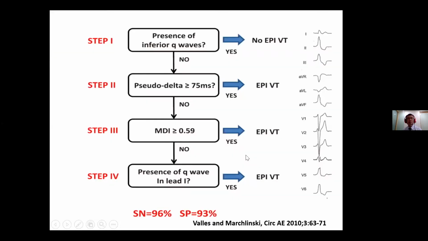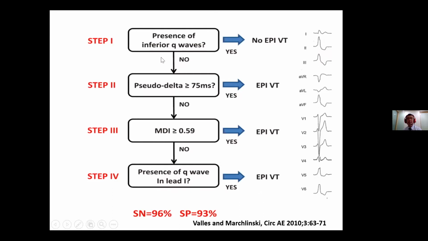So here I propose an algorithm. This is an algorithm published in 2010 from Marchlinski's group. You can see here showing the EKG of our case, and we have 4 steps. If you finish 4 steps and it doesn't look like an epicardial location, then we'll consider endocardial.